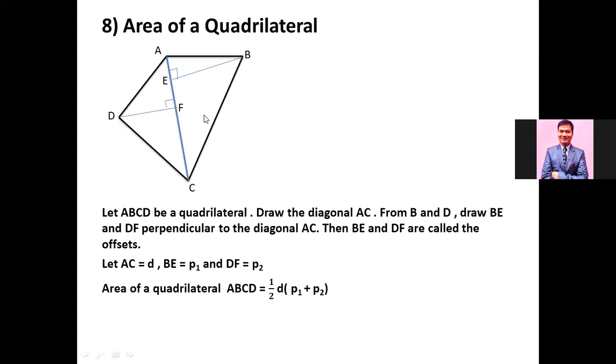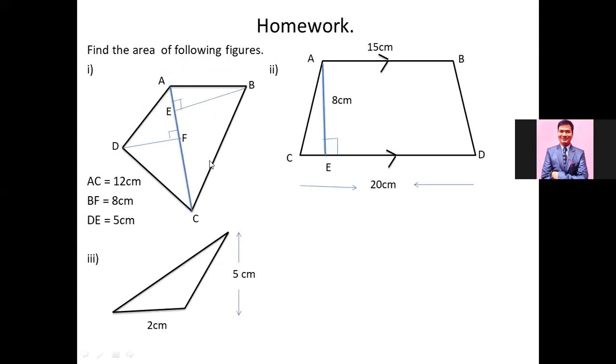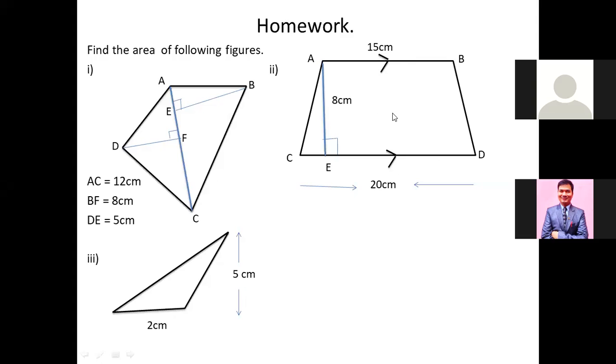Now look here, I am going to show you the next one. The first one is area of quadrilateral, which we have to use here. The second one, we have to use area of trapezium. And the third one is area of triangle. Understood?